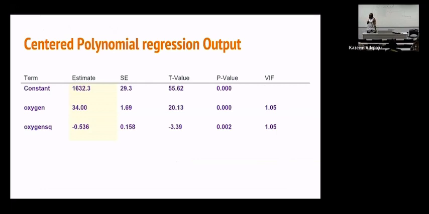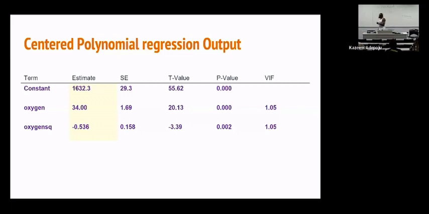Oh, VIF is friendly, 1.05 now. This result is after it has been centered. Does that make sense? Okay. Now, that is the one we can trust.